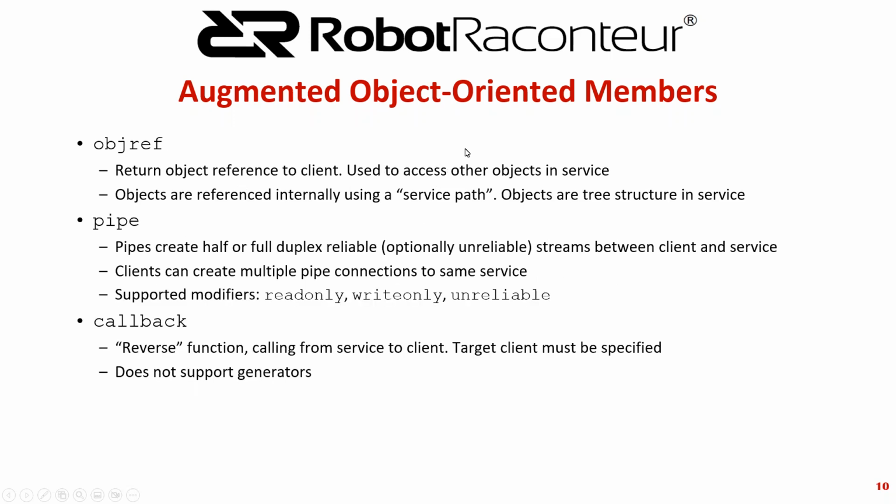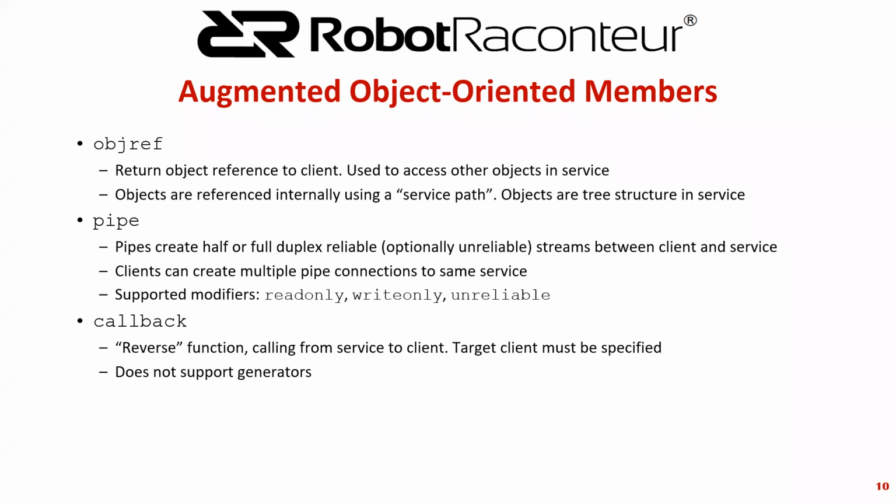An objref is short for object reference, and this is used to retrieve other objects within the service. You cannot return objects from the other members. Objects are special because they are not serialized, while value types are all serialized when they're sent back and forth between the client and the service. Objects exist in a tree in the service and use a service path to figure out which object you want to talk to. This is mostly transparent to the user, but there are a few times where you do need to interact with the service path to access the correct object.